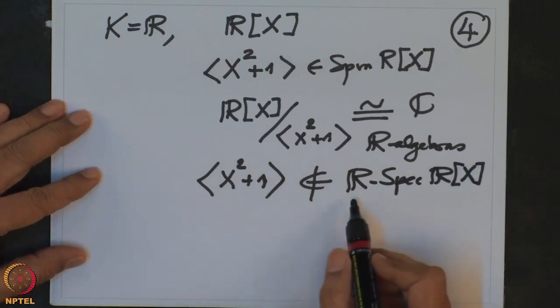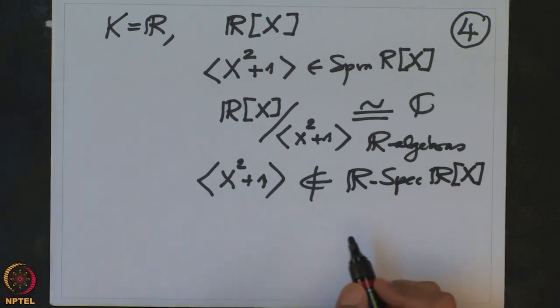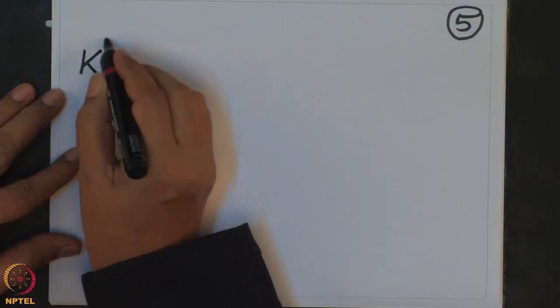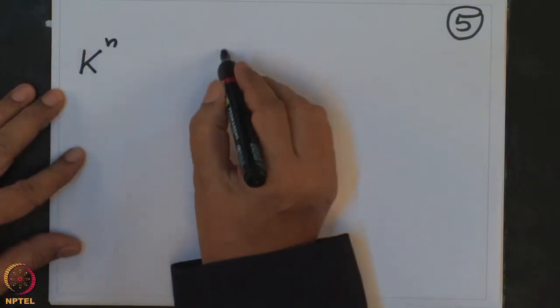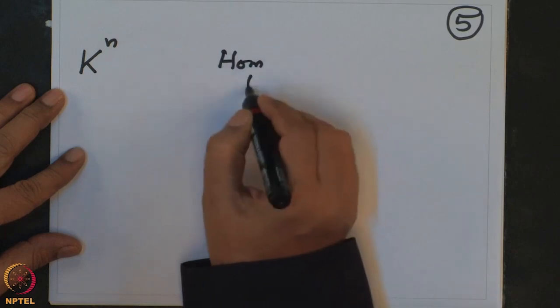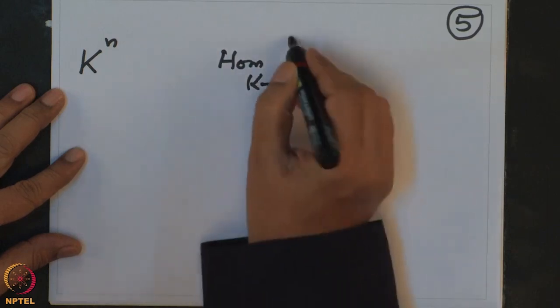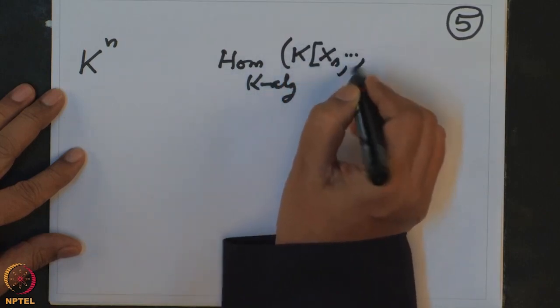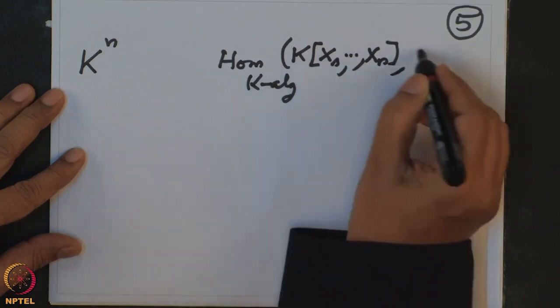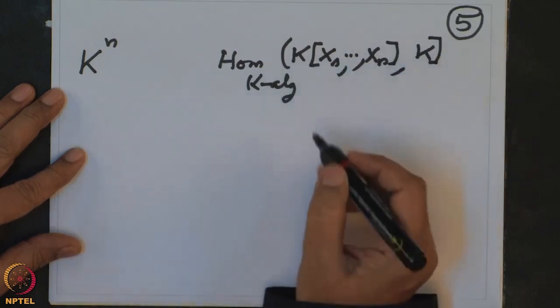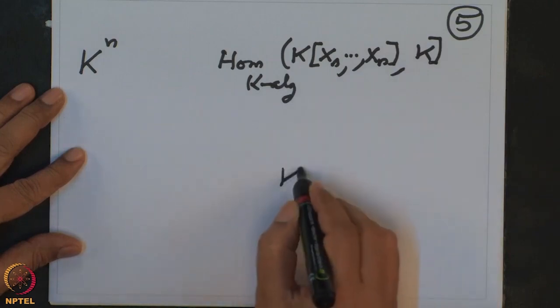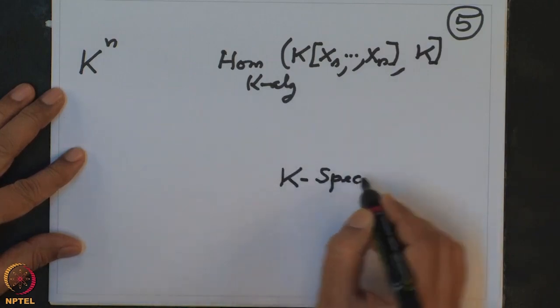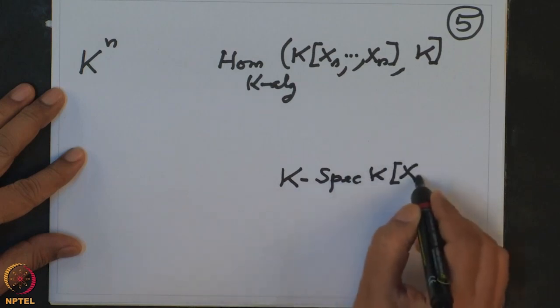The reason being R is not algebraically closed, as soon you will see. So we have therefore done the following. We have k power n here. We have defined Hom of k-algebras from the polynomial ring in n variables to k, and this is k-spec of k[x1, ..., xn].